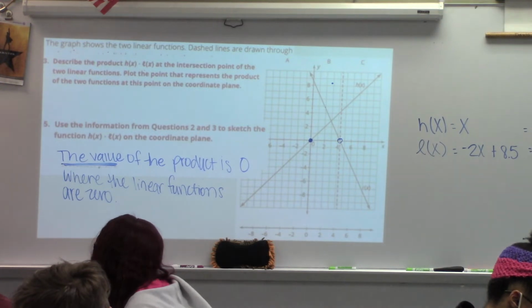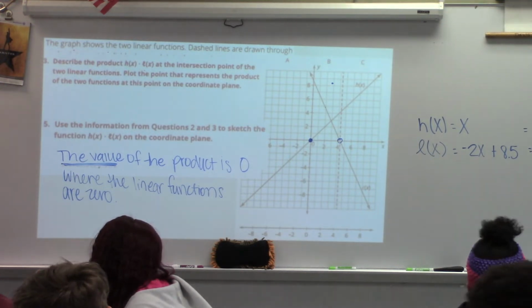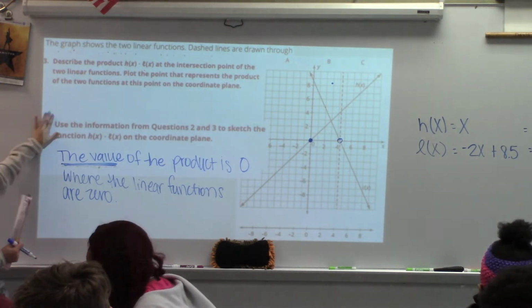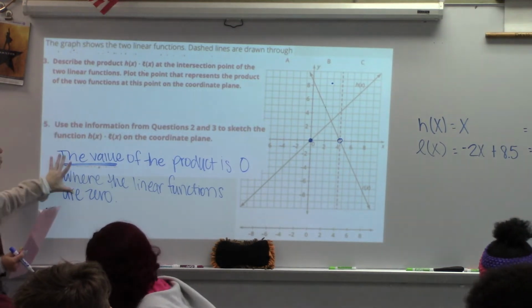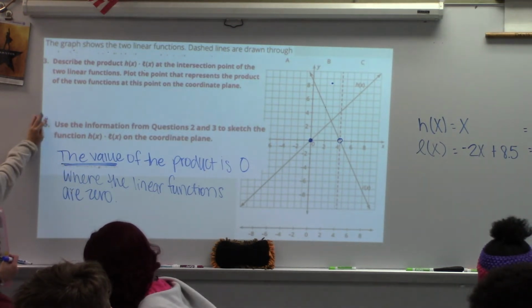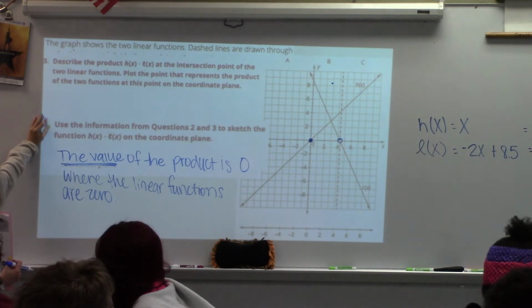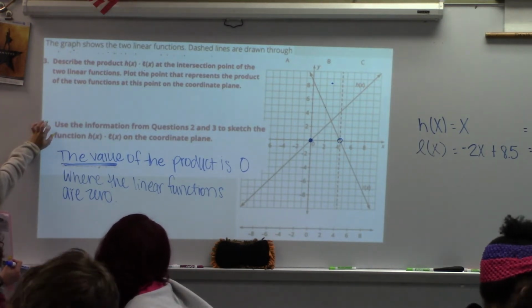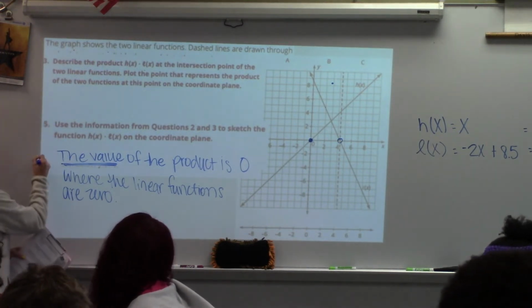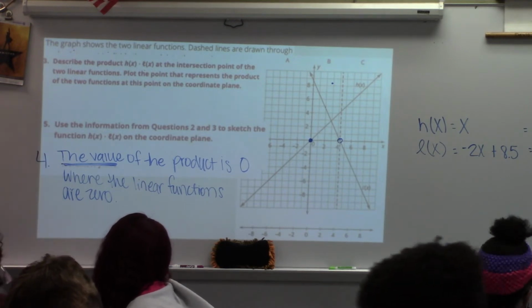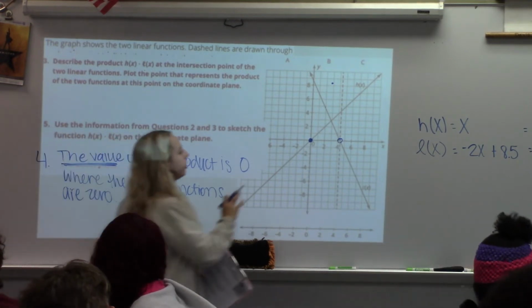Wait, so what you just wrote, that's for number 5? No, this was what I wrote for number 4, because number 5 just asked you to sketch it. Oh, okay. Sorry, I just flipped the question on top of it. But I'll keep that up. So okay, we have our 2 zeros.